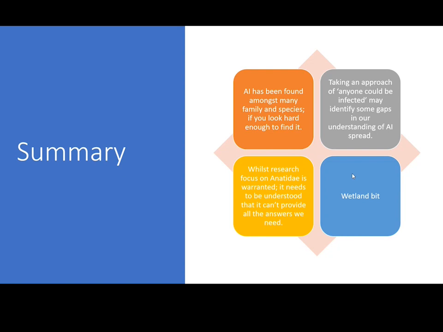So the wetland bit is that, you know, we're not 100% certain that wetland centric species do have a higher rate of AI than non-wetland. What we do know is it does seem that ducks influence that quite heavily. So ducks seem to be where we need to look, which is something that has been identified quite heavily previously in the literature.